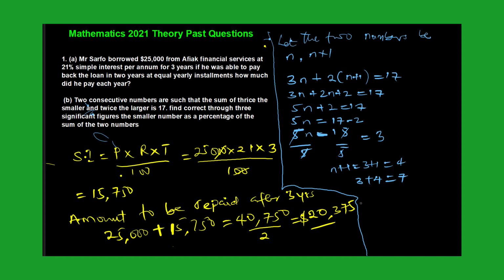Then we now find the smaller number as a percentage of the sum of the two numbers, which is 7. So it will now be 3 over 7 times 100. Correct to 3 significant figures, we are going to start our 3 after the decimal point. Let me write the number. Sorry, space is too small.